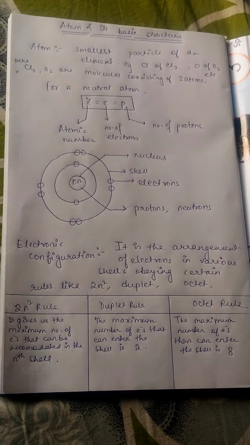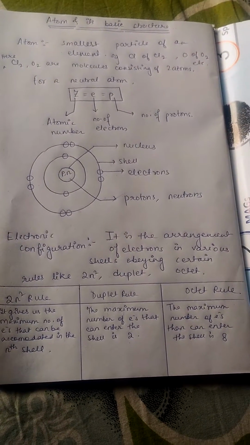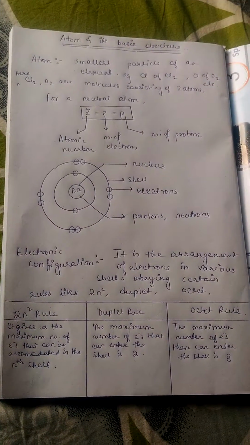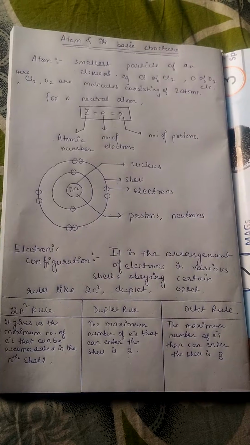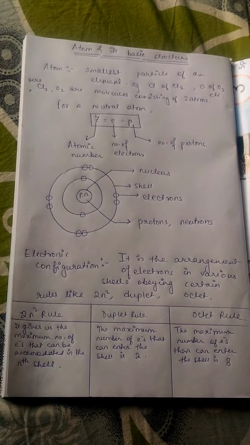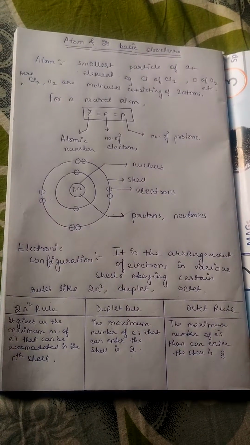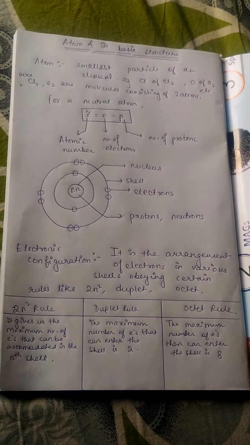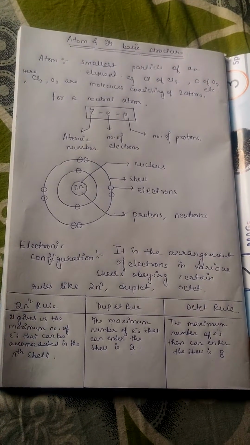Okay, and now let's begin with the rules. Now the 2n square rule gives us the maximum number of electrons that can be accommodated in the nth shell, right? So what is n? N is the number of the shell. For example, if n is equal to 1, then 2 into 1 square will give you what? 2. Then if n is equal to 2, 2 into 2 square will give you 8. So in the second shell you can see there are 8 electrons. In the first shell 2 electrons, and it goes on in this way.